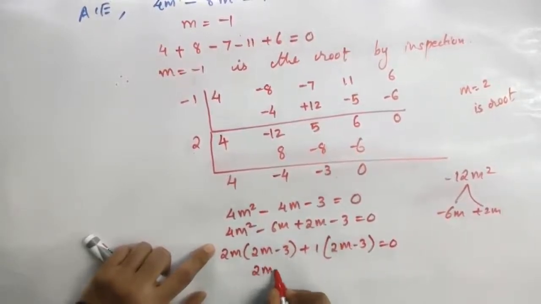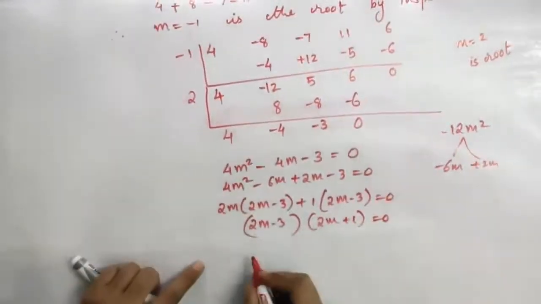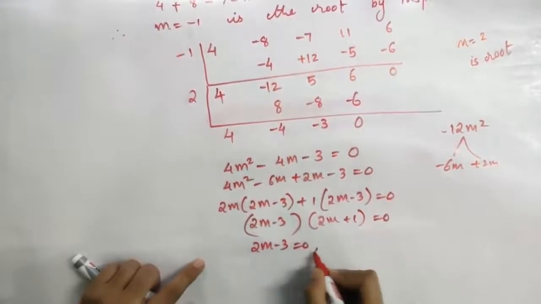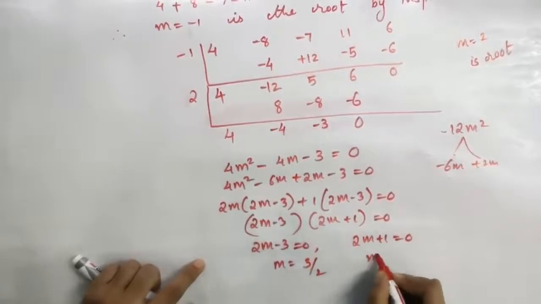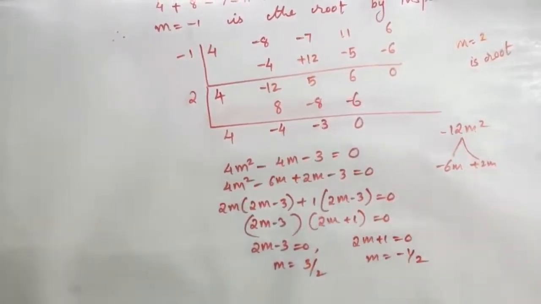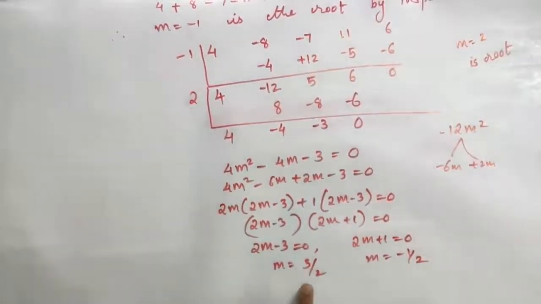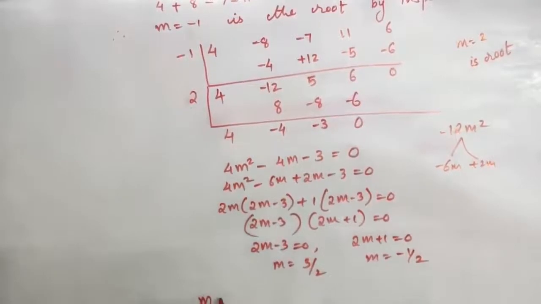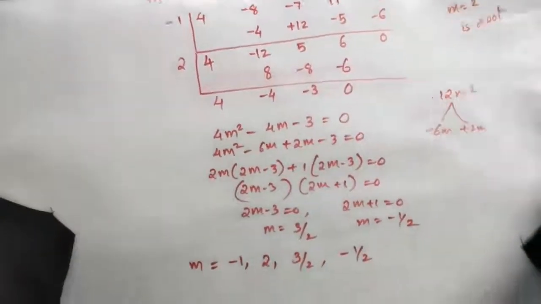Or 2m minus 3 into 2m plus 1 is equal to 0, so 2m minus 3 is equal to 0, or 2m plus 1 is equal to 0, or m is 3 by 2 here, m is minus half here. So you have got all the roots. First root is minus 1, second root we got m is equal to 2, and the third and the fourth root. So let us write all the roots together to write our yc. So we have the root minus 1, the root 2, 3 by 2, and the root minus half. These are the 4 roots of this biquadratic equation.